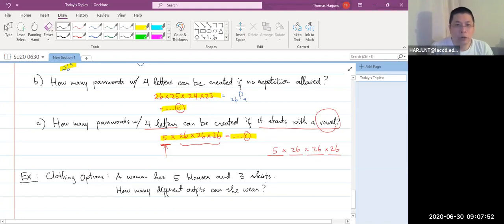So she needs to wear a blouse, she needs to wear a skirt, right? And so basically, she chooses one from the blouses. How many choices does she have for blouses? She has 5 choices. And for every choice she made for the blouse, she has 3 skirts to choose from. So she has a total of 15 outfits.